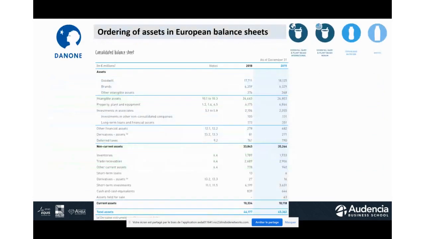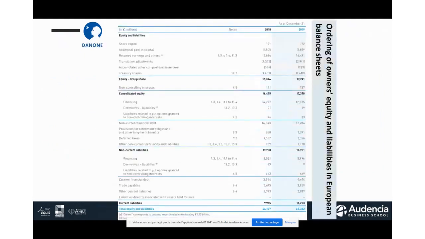In the balance sheet in Europe and in many countries in Asia, we start from the non-current assets. And after we have the current assets. So it's a French company in agribusiness, food processing industry, Danone. So we start with the least liquid and we finish with the most liquid. So it's the reverse of the US presentation. On the other side is the same. We start with the long-term maturity and we finish with the short-term maturity.